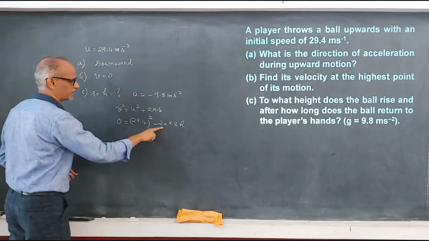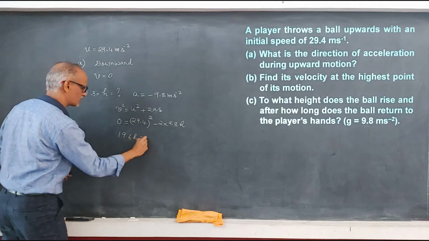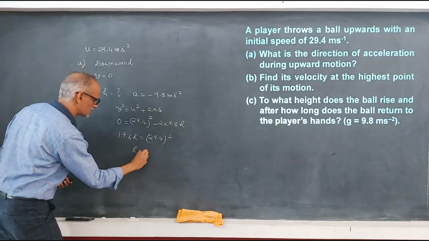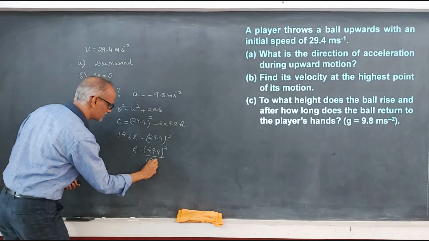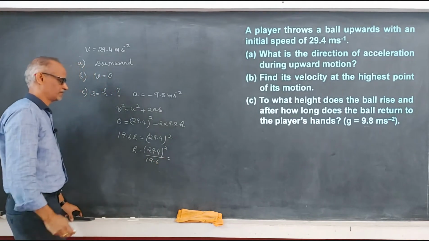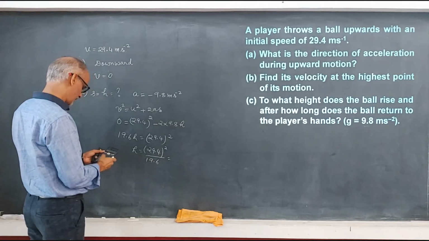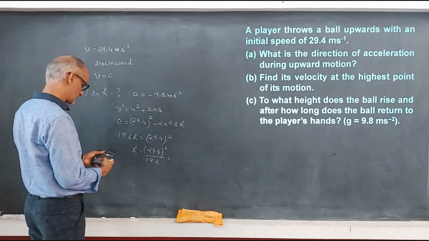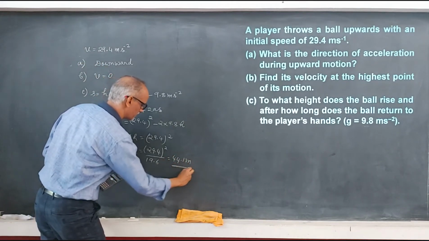So 9.8 into 2 is 19.6 h, and bring it to the left. So 19.6 h is equal to 29.4 whole square, or h is equal to 29.4 square by 19.6. Let me find that value. First square 29.4 and then divide by 19.6. So we'll get that value to be equal to 44.1 meter.